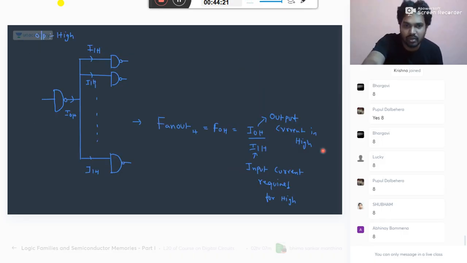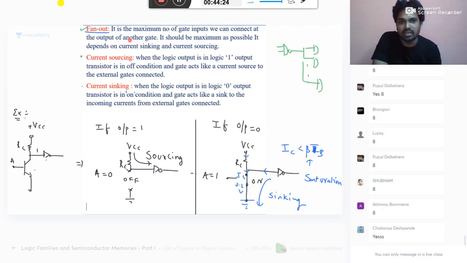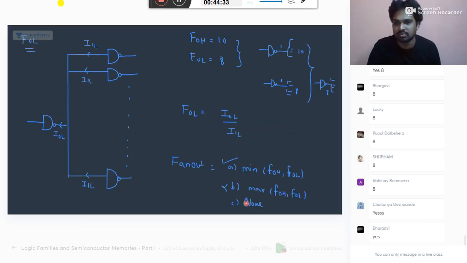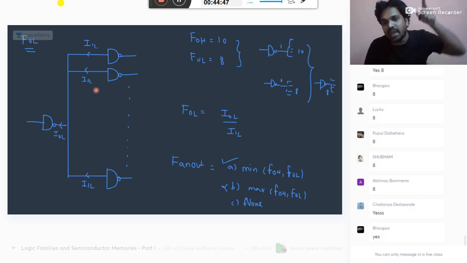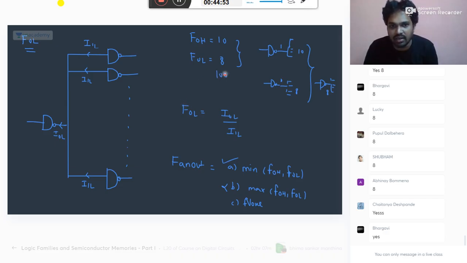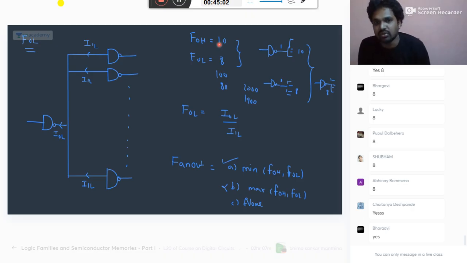Then you may go back. People will get this kind of doubt: sir, in the definition you said maximum, but here you are saying minimum. Is it correct? Yes, it is correct. Please understand, your circuit will be good when the minimum of these, taken as the fan out, is as high as possible. That is the meaning. Suppose 10 and 8 are there, 180 is there, 1900 is there. Which one is the best case of all the three?